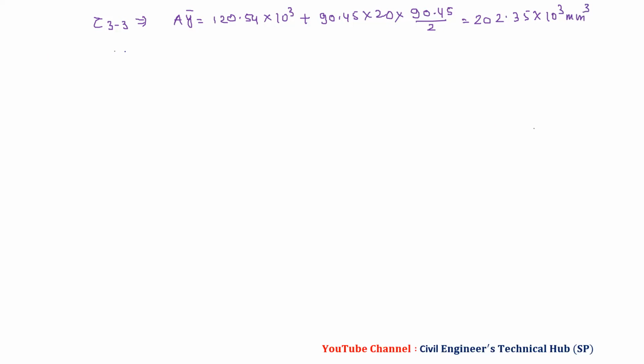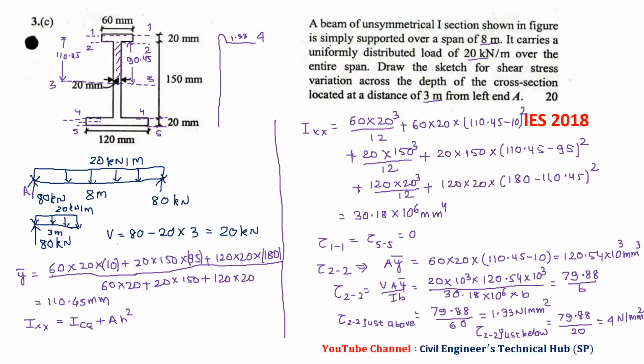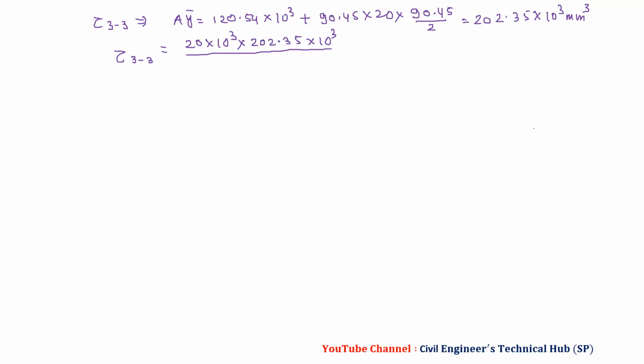And then we can find tau 33. Now, no above below. So we have V as 20 into 10 raised to 3, AY bar we have 202.35 into 10 raised to 3, and value of I we have calculated as 30.18 into 10 raised to 6. And from this, I got this value 6.7 Newton per mm.